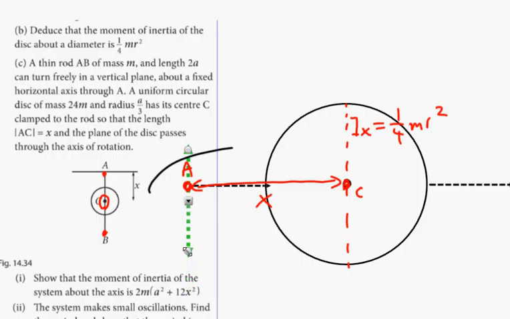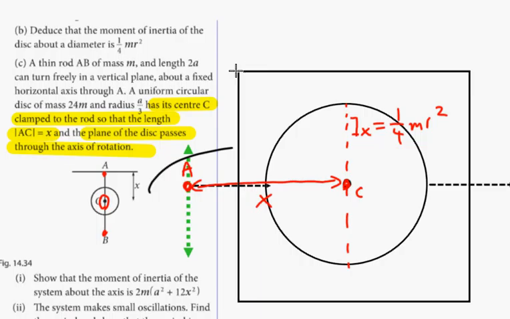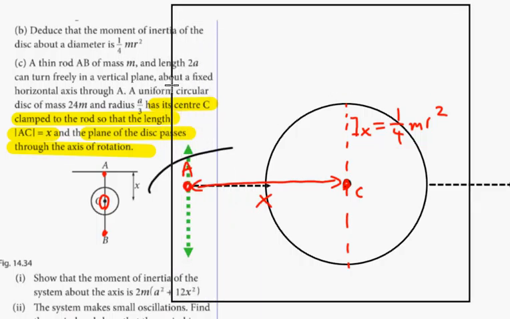When you go through the question and highlight, all you can see is, also, we can see a uniform circular disc of mass has a center C. The word clamped on the rod so that its length AC equals x, and the plane of the disc passes through the axis of rotation. Plane of the disc passes through the axis of rotation. That was that square I was talking about earlier. The disc and the green axis of rotation are both within the square plane. They're both flat on.